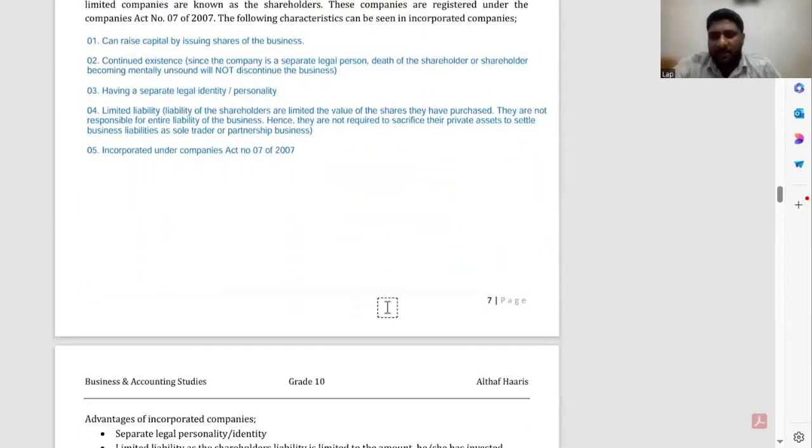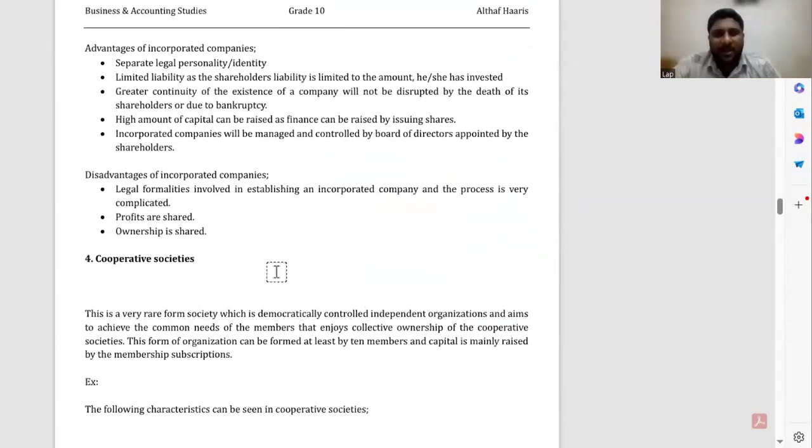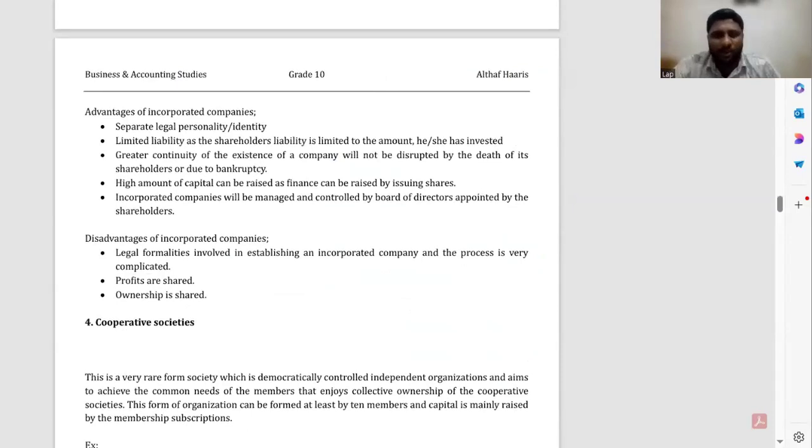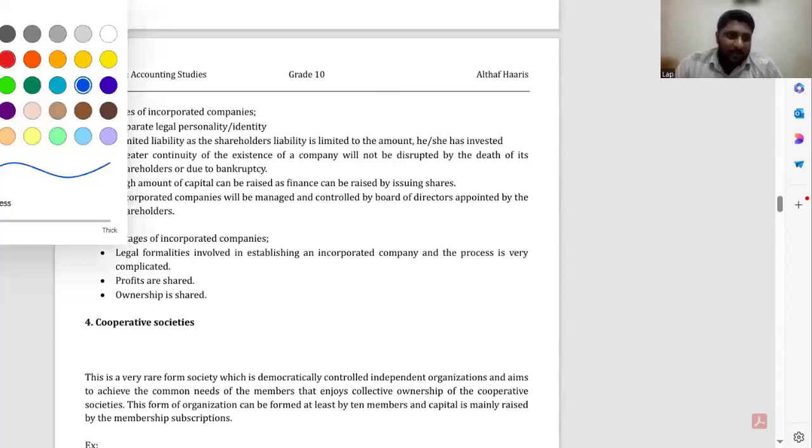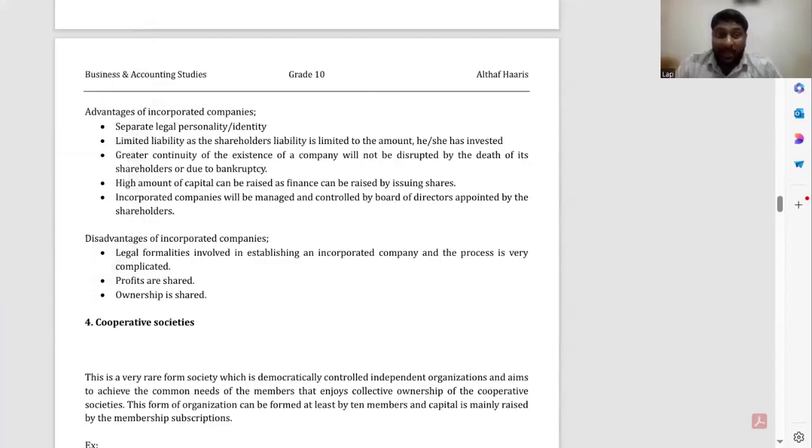Okay, the last part for the day: certain advantages and disadvantages. Now you know well, people, about the advantages and disadvantages. So having a separate legal identity is very good. Limited liability: as shareholders, we are responsible for the amount of shares that we have. We'll assume the business has a loan of 100 million.